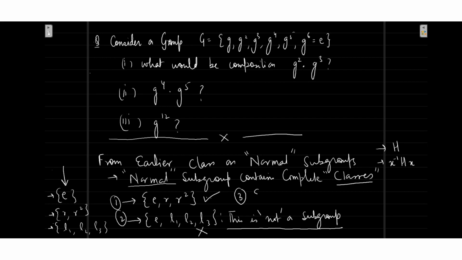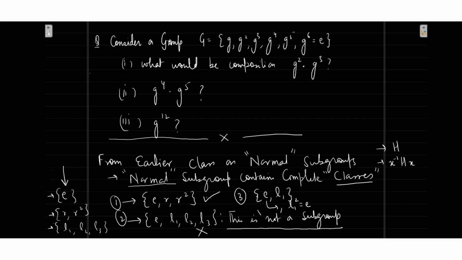Now, there is a possibility, for example, E L1. You will find out that this is going to form a subgroup. But since L1 does not form a complete class in itself, this one cannot be a normal subgroup. It may be a regular subgroup.